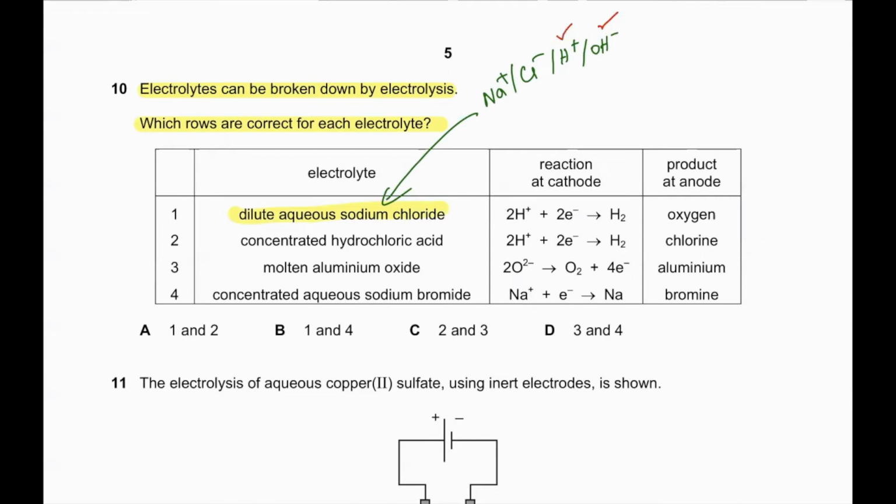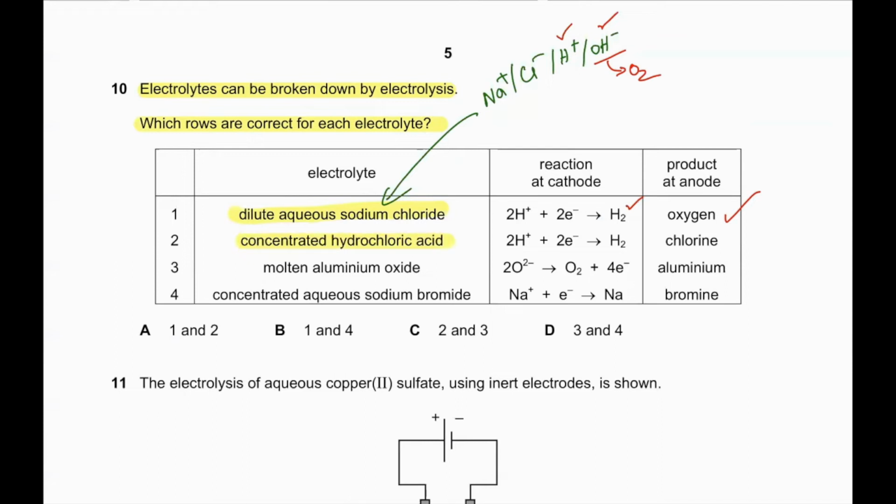So the reaction at the cathode will be 2H+ + 2e- gives H2, correct, and product at anode, hydroxide gives us oxygen, guys. At the anode, oxygen will be produced. Number 1 is correct. If number 1 is correct, however, 2, C and D will definitely be wrong. Let's see. Concentrated hydrochloric acid.